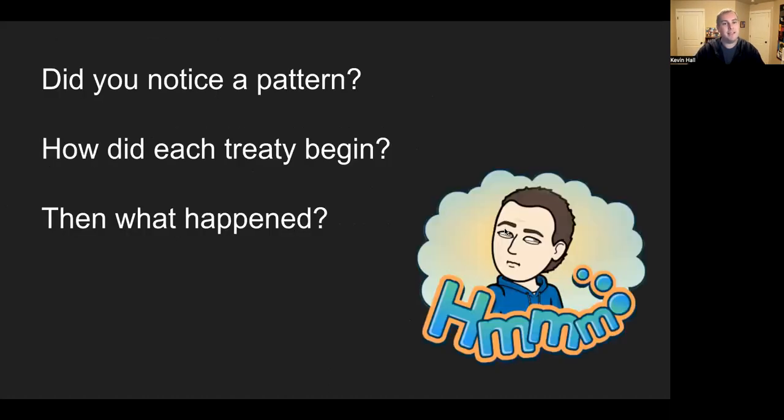So this is what happened between the United States government and Native American nations over time. And that was just 4 of those 368 treaties, right? So I'm curious if you noticed a pattern. How did each treaty begin? And then what ended up happening? Think about that for a moment.